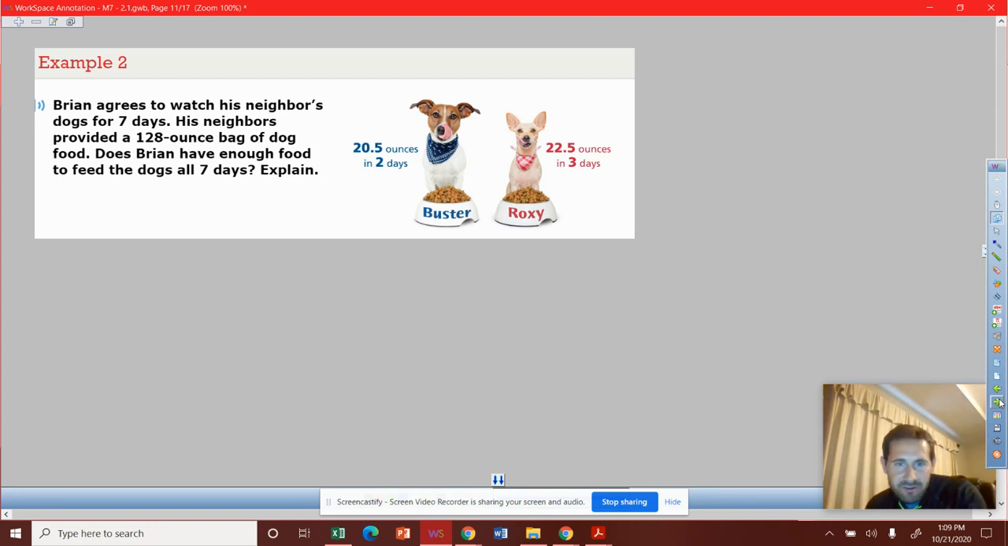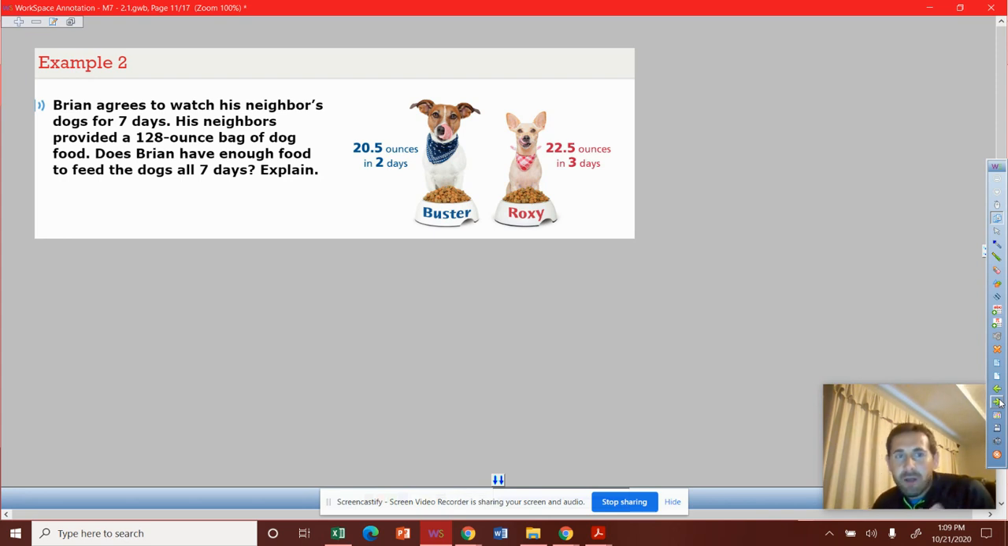So you've got little Buster here, licking his chops. He eats 20.5 ounces in 2 days. And then you've got little Roxy there, and she, not sure what Roxy is, 22.5 ounces in 3 days. I guess I really didn't know what Buster was either.